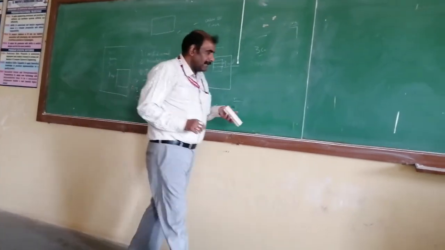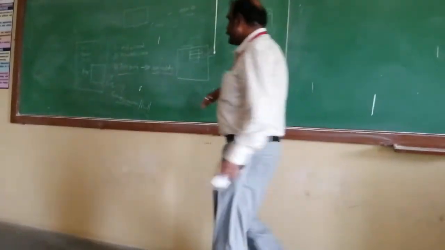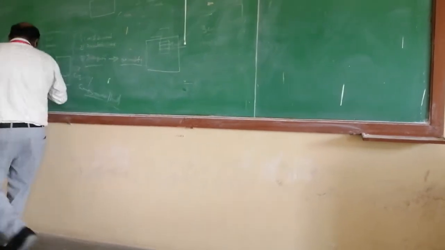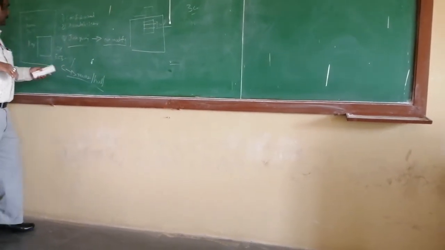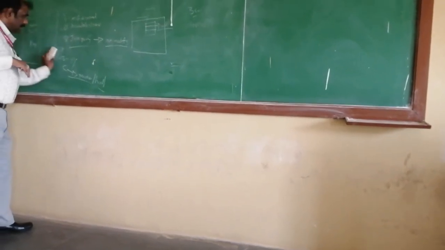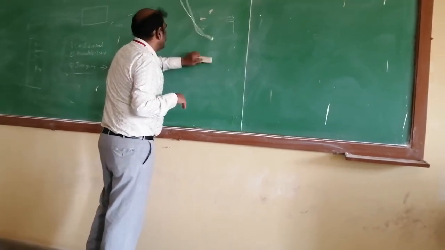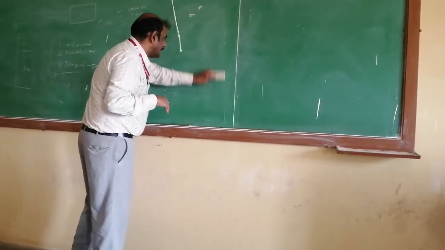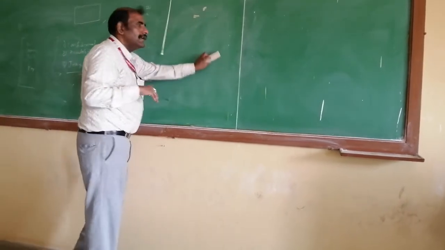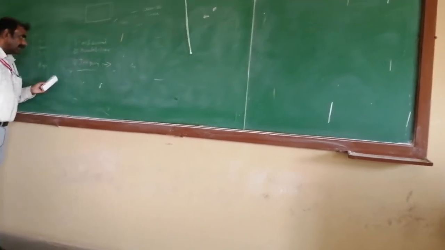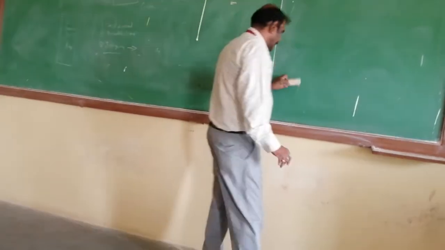Then availability. What do you mean by availability? The information should be available, or given, to the right person. The right person means the intended user; it is not for everyone. This is called availability.